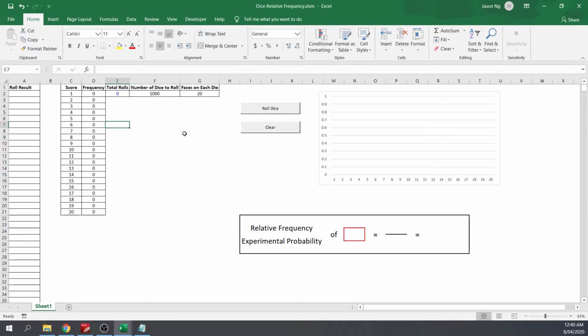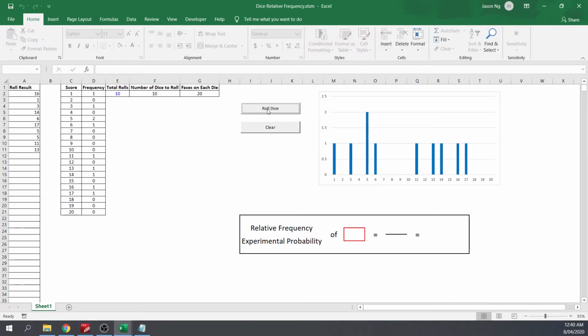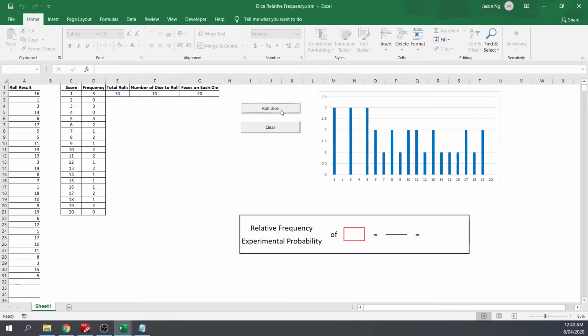Okay, so with a 20-sided die, if we roll 10 times again, it looks like many of the numbers haven't been hit at all. Of course, they can't be. So let's roll it a few more times. What you find is that it's actually quite uneven. That's because with 20 faces on the die, it's going to be a little bit more spread, and so it might take a little bit longer for it to flatten out.